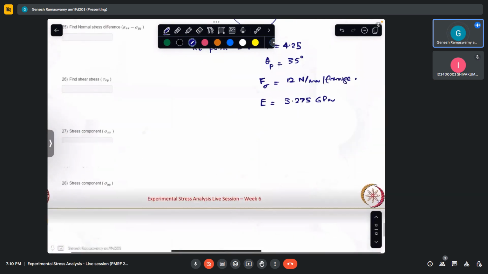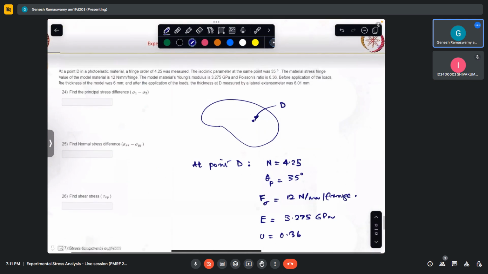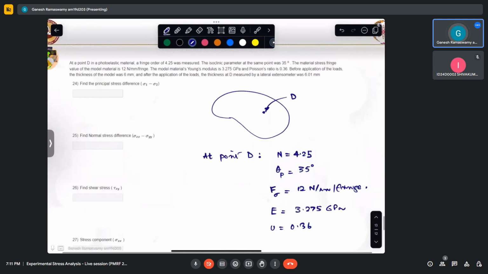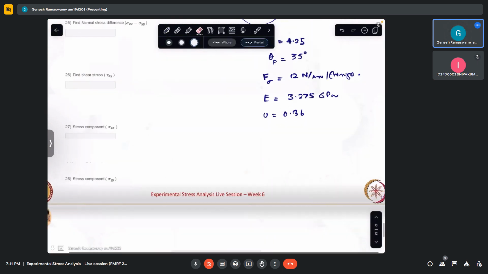And its Poisson's ratio is 0.6. It's 0.6, no, it cannot be more than 0.5. It is 0.36. So this is given. Now it is said that before application of the loads, the model thickness H was 6 mm.